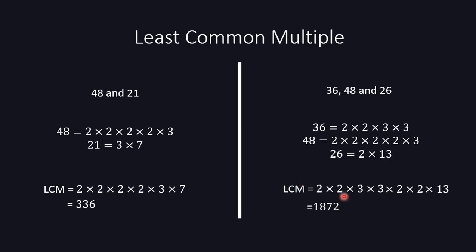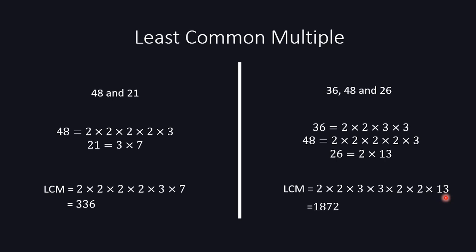These two are basically the same number, just expressed in different forms, so we can consider either number. So let's talk about this prime factor form. It contains all the prime factors of 36. It contains 2 twice and 3 twice. It contains all the prime factors of 48. It includes 2 4 times and 3 once. And it also includes all the prime factors of 26, which are 2 and 13.